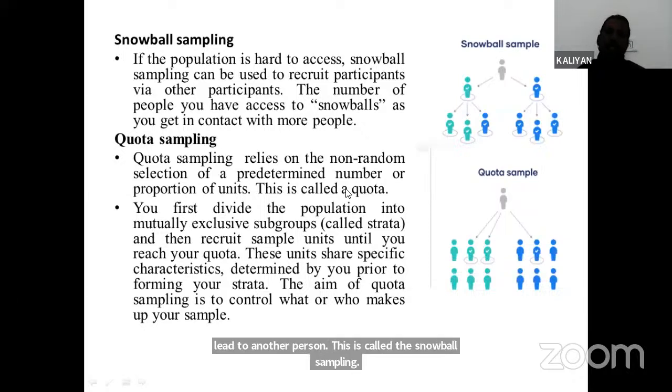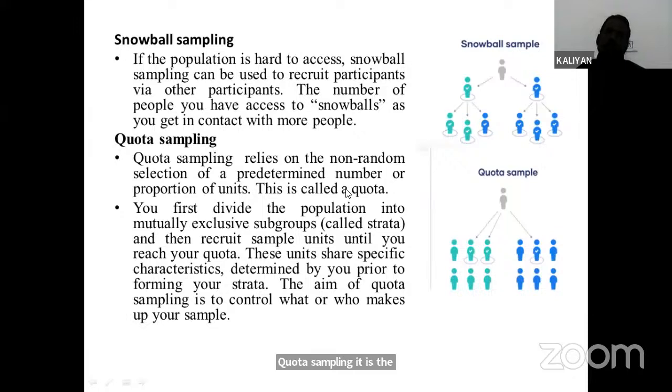Quota sampling is a non-probability stratified sampling. First we divide the population into subgroups based on the sample units, specific characteristics from your data. From that we collect the data from the sample. So this is the quota sample. These are the techniques of sampling. Two types: probability and non-probability. Probability is simple random, stratified, systematic, and cluster. And non-probability is convenience, judgmental, purposive, snowball sampling, and quota sampling.